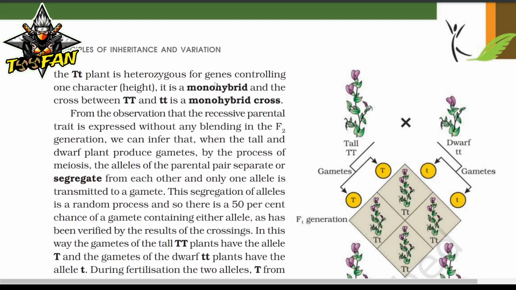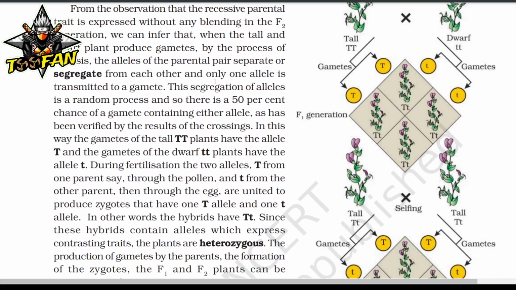In this way, the gametes of the tall capital T plants have the allele capital T, and the gametes of dwarf small t plants have the allele small t. During fertilization, the two alleles, capital T from one parent, say through the pollen, and small t from the other parent, say through the egg, are united to produce a zygote that has one capital T allele and one small t allele. In other words, the hybrids have capital T small t. Since these hybrids contain alleles which express contrasting traits, the plants are heterozygous.